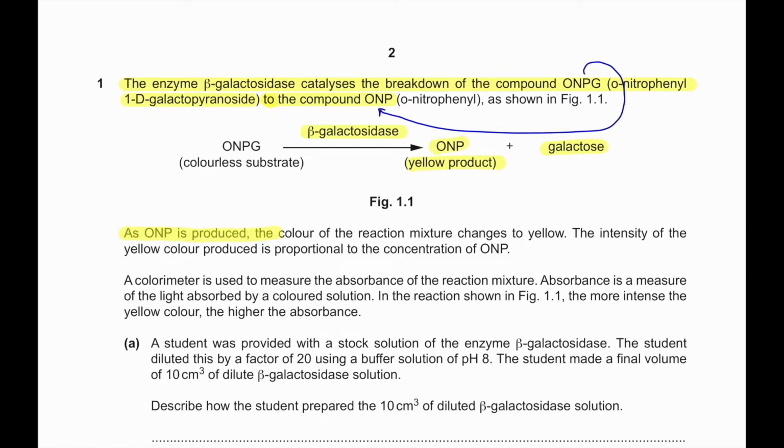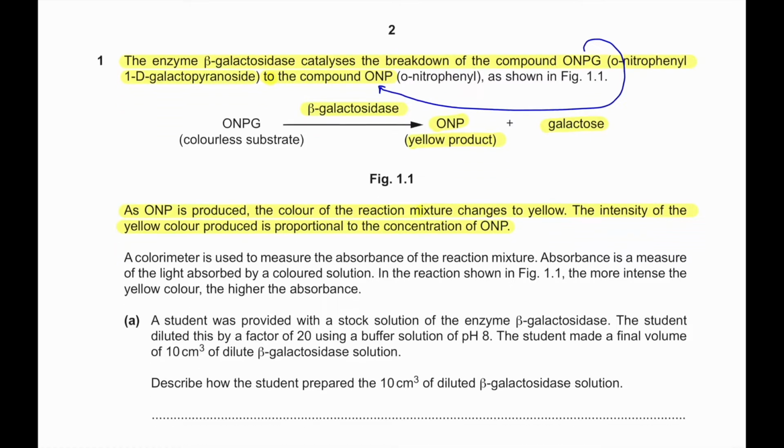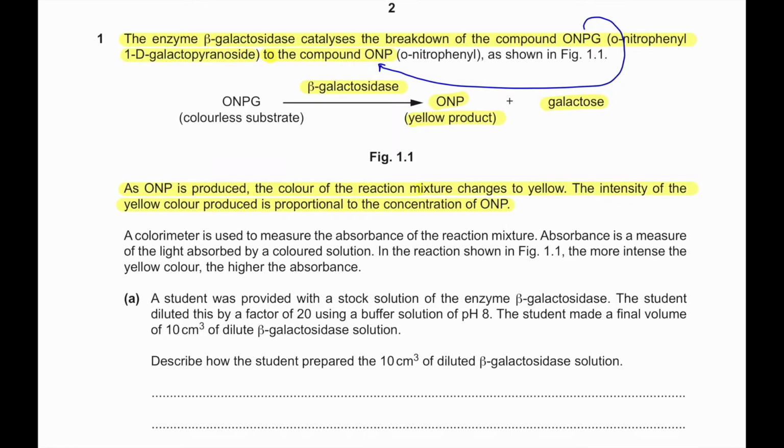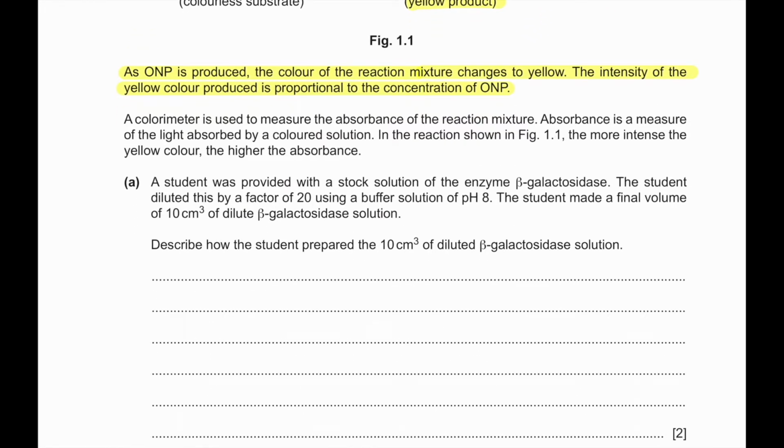ONP is a yellow product. As ONP is produced, the color of the reaction mixture changes to yellow. The intensity of the yellow color produced is proportional to the concentration of ONP. So if there is more ONP, there will be greater intensity of yellow color. A colorimeter is used to measure the absorbance of the reaction mixture. So basically, to follow the experiment, we can measure the absorbance of the reaction mixture.